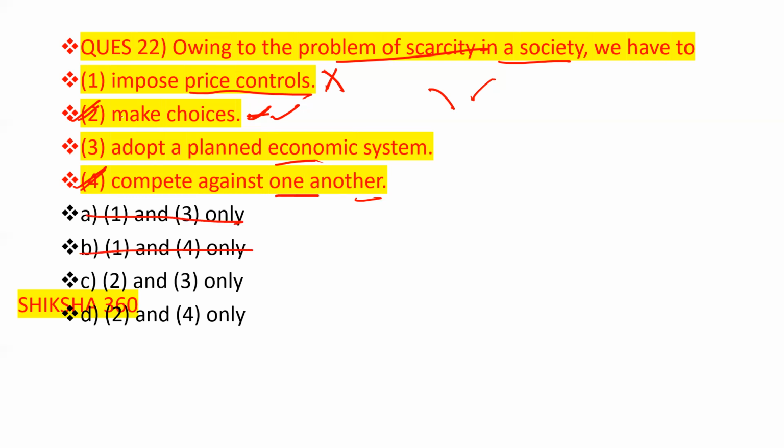Okay, so most likely we can say make choices and adopt a planned economic system. So according to me, not option D, option number C is the answer: make choices and adopt a planned economic system. If there is any up and down in any answer, you can also comment. We will discuss once again.